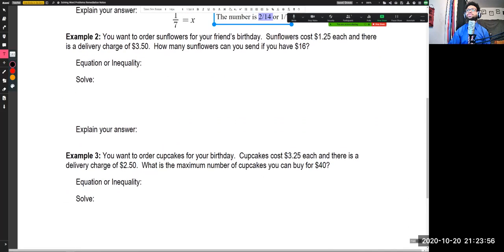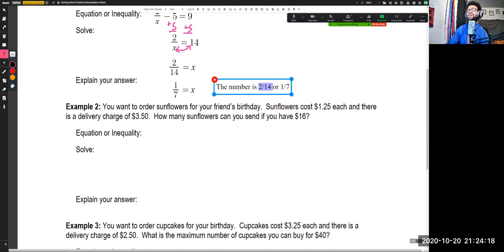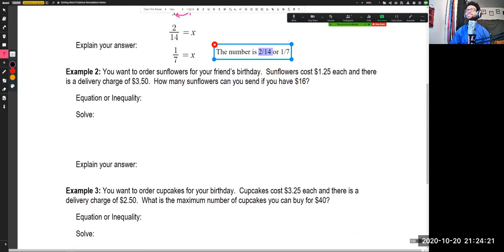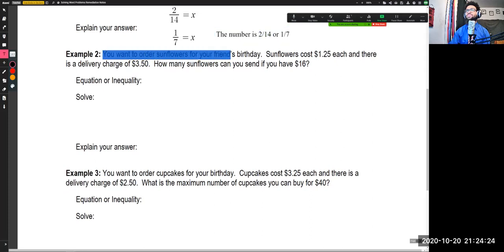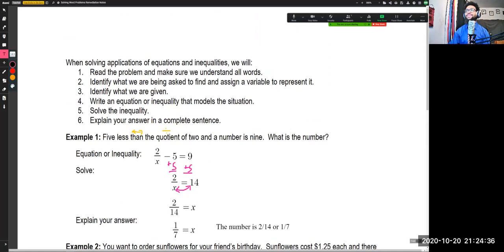Number 2 says, you want to order sunflowers for your friend's birthday. Sunflowers cost $1.25 each, and there is a delivery charge of $3.50. How many sunflowers can you send if you have $16? All right. So my first step, again, if we look above, is to read the problem and make sure we understand all the words. I've read the problem and I understand all the words. I don't think you all would get confused on any of these words. However, if you are confused on any of these words, let one of us know so that way we can help you.